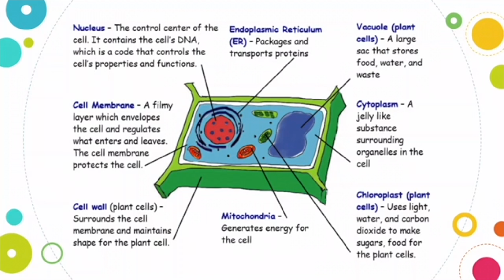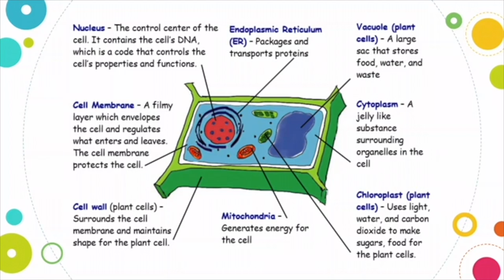The endoplasmic reticulum, also known as the ER, packages and transports proteins. Proteins help the rest of the cell do everything. For example, when important chemical reactions need to happen in the cell, proteins help make those reactions happen.